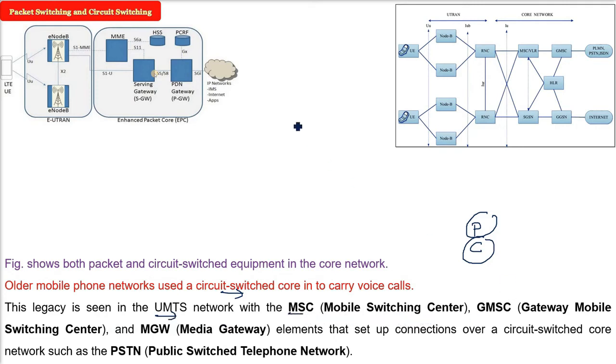You see MSC, Mobile Switching Center, which I have tried to show here. Then we have GMSC, that is Gateway Mobile Switching Center. Then we will also see the Media Gateway, MGW. These are there for switch service. These are actually the circuit switched core network, like previously in PSTN, the public switched telephone network, like the BSNL we have. So still we have the combination of these two. Circuit switch is still there, packet is also there.